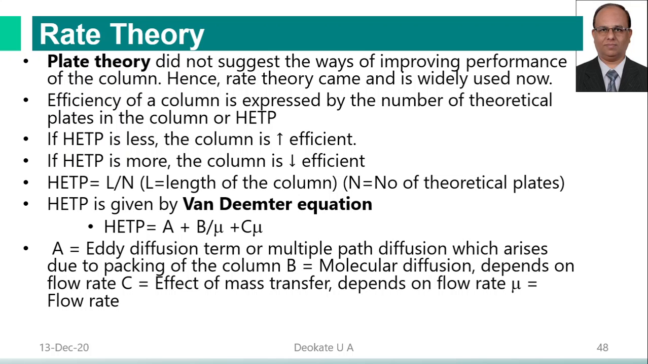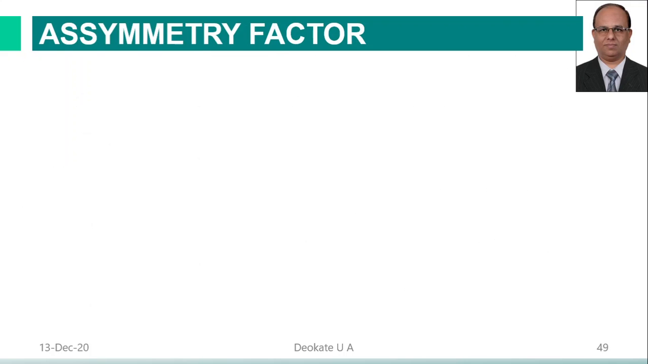The B term is called the longitudinal diffusion term, and the C term is called the mass transfer term, which depends upon flow rate. As the flow rate increases, the mass transfer increases, but as the flow rate increases, the molecular diffusion decreases. So the efficiency of your column depends upon the flow rate and the total contact time between the mobile phase and the stationary phase.